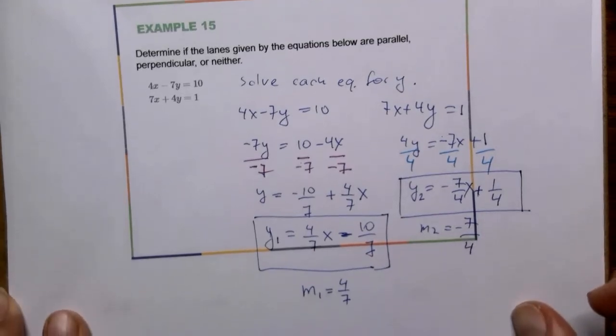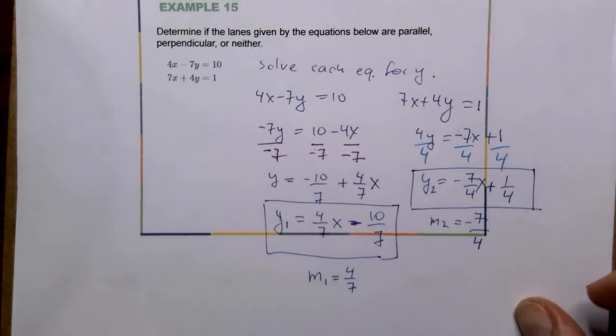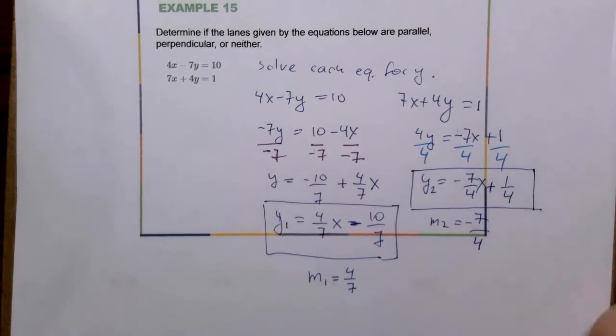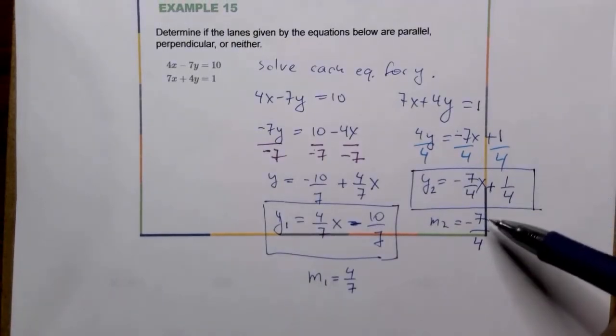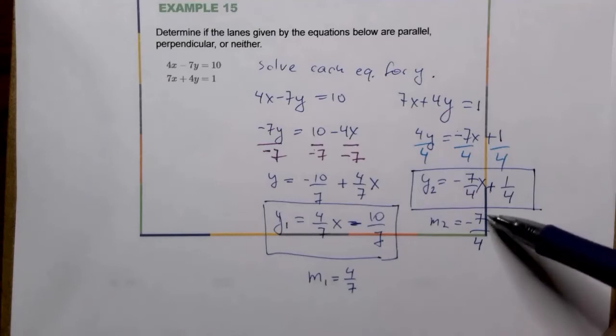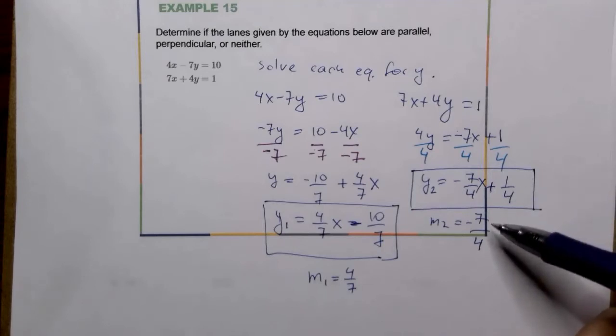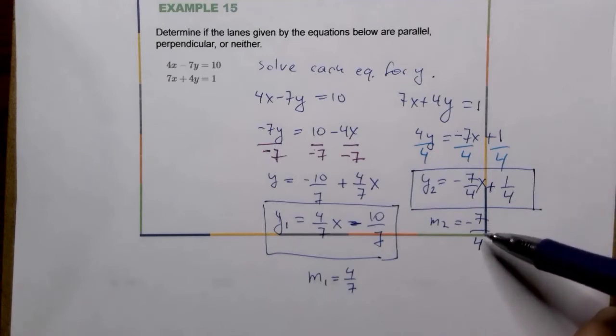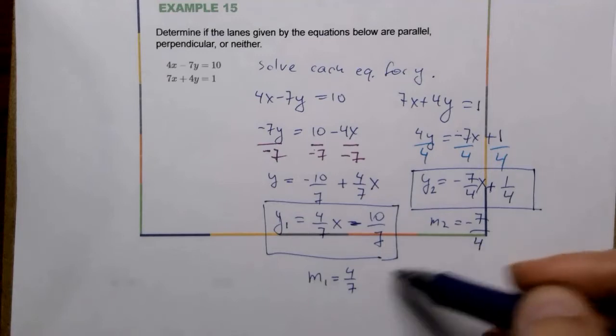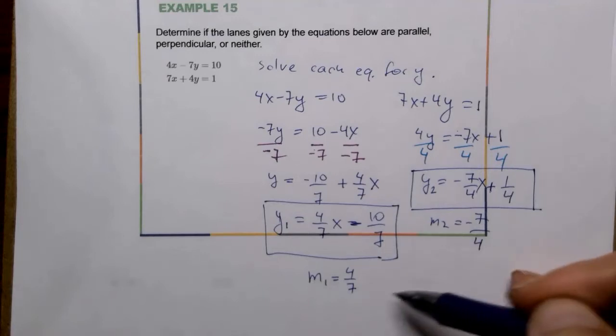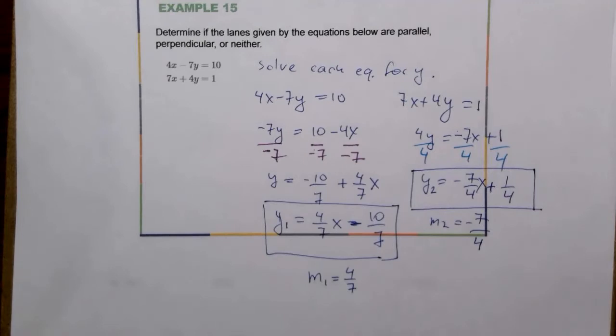Are they perpendicular? Well, are they negative reciprocals of each other? So reciprocal means flipped, right? So they are reciprocals of each other. Are they negative reciprocals? Negative means their signs are different. One is positive and one is negative. And yes, we have that. We observe that. Let's just verify that this is the case.